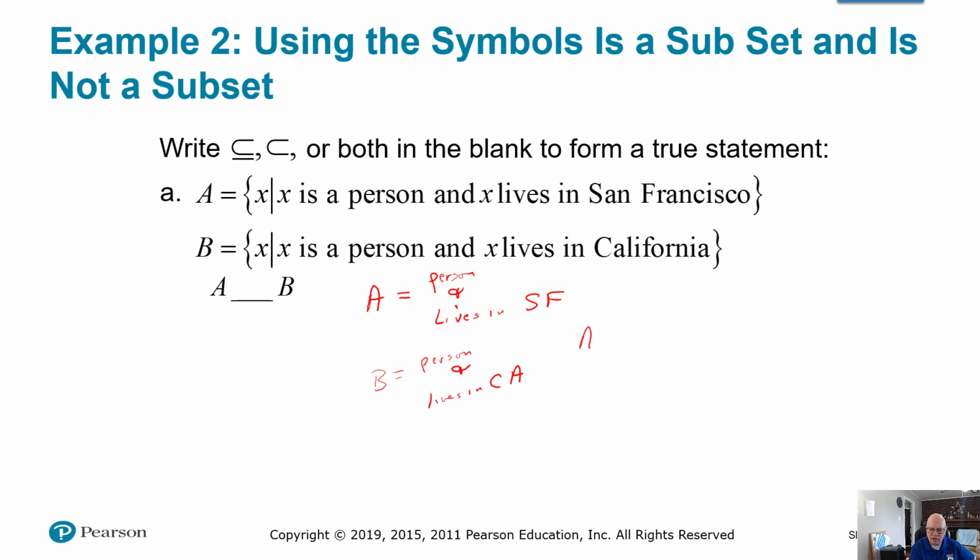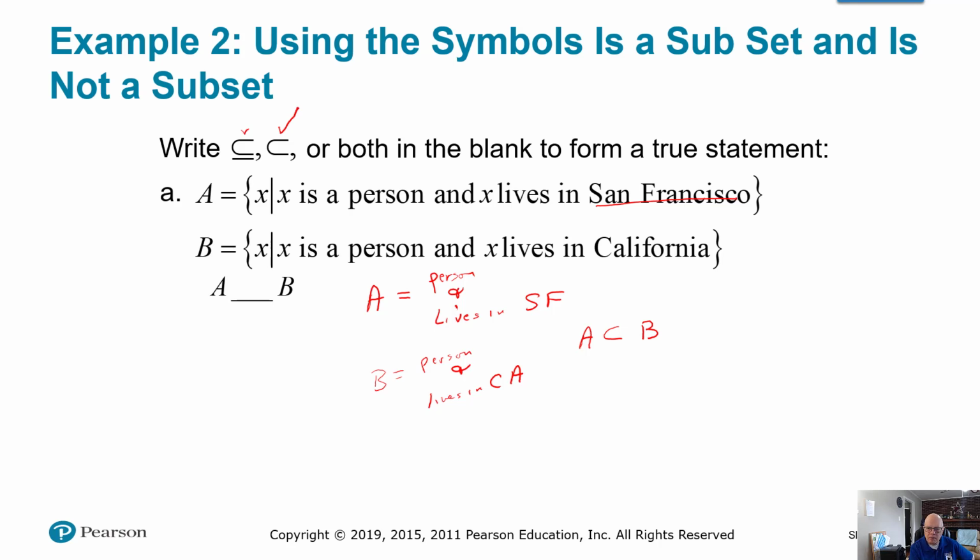So ask yourself the important question. First of all, is A a subset of B? So if someone lives in San Francisco, do they automatically live in California? Yes, unless there's another San Francisco. Second, to be a proper subset, because we can write this, can we write that? That's the next question.